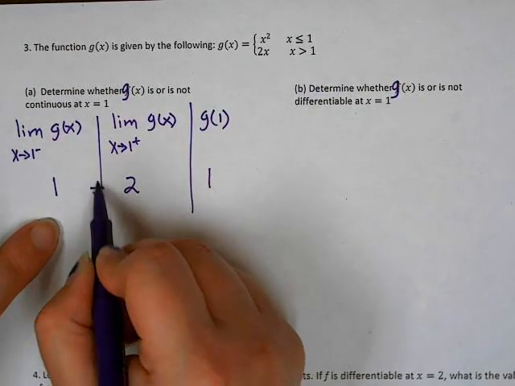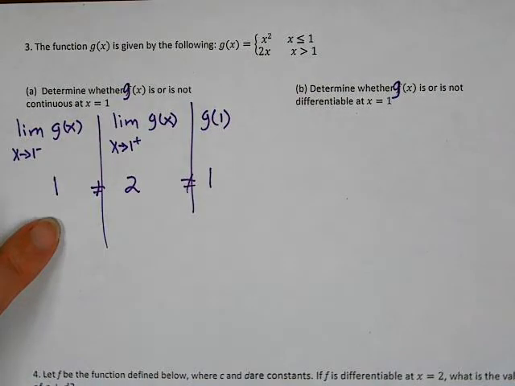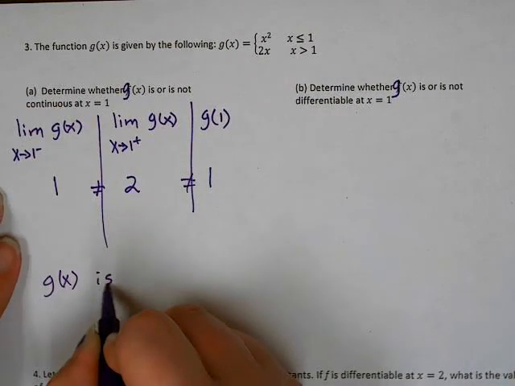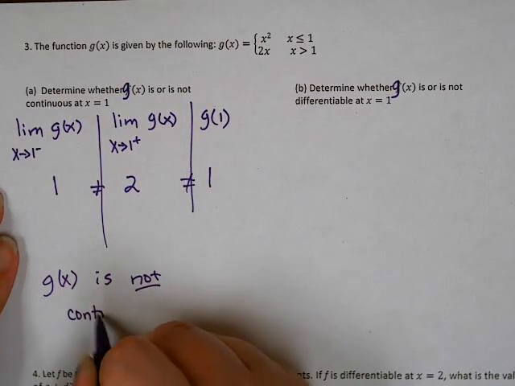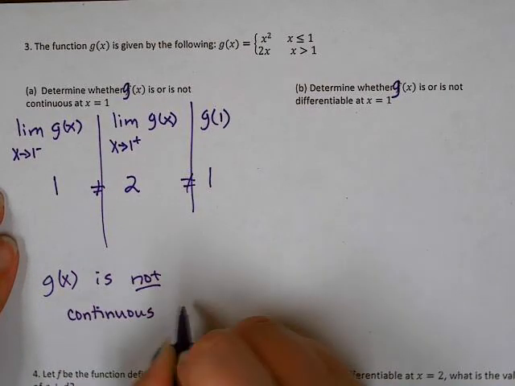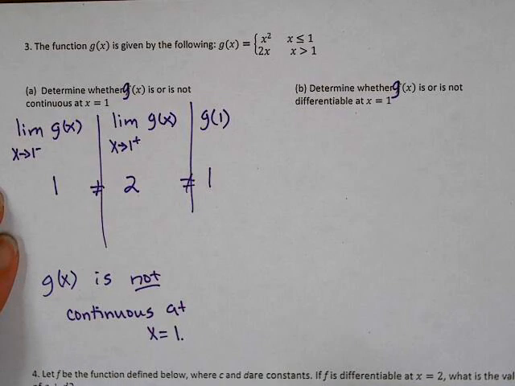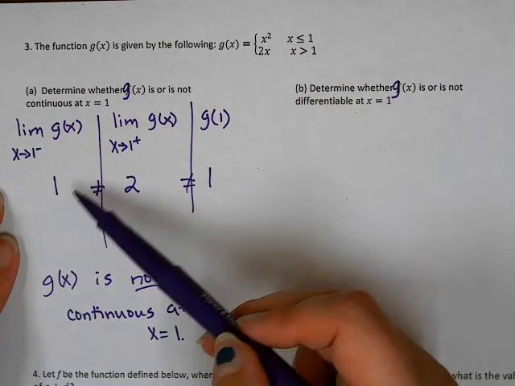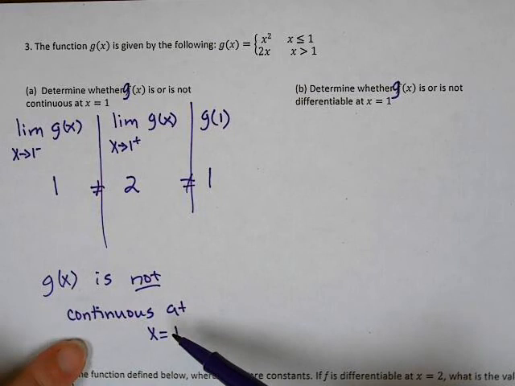And we can tell even just from that first part that not all 3 pieces are equal, which tells us that g of x is not continuous at x equals 1. Which means that in this piecewise function, there's got to be a jump. On one side it's 1 and on the other side it's 2. So it is not continuous.